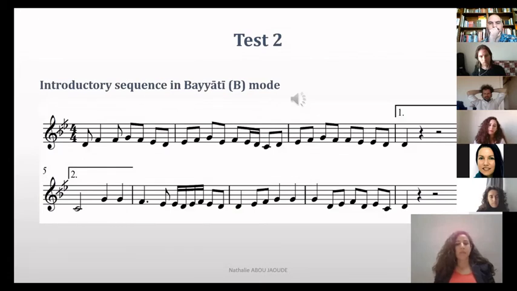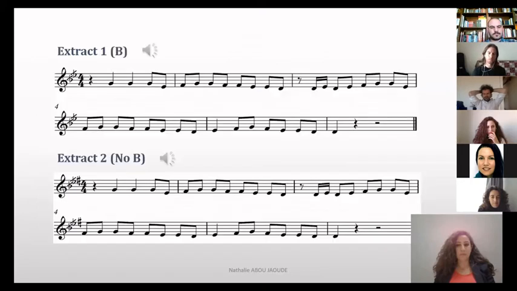Test number 2 and 3 were treated in the same manner. They listened to an introductory sequence in Bayati mode, then chose between two musical extracts, one of which belongs to the Bayati mode or to the Saba mode. Let's listen now to the introductory sequence in Bayati mode. We listen now to the two extracts. The first one belongs to Bayati mode and the second does not.